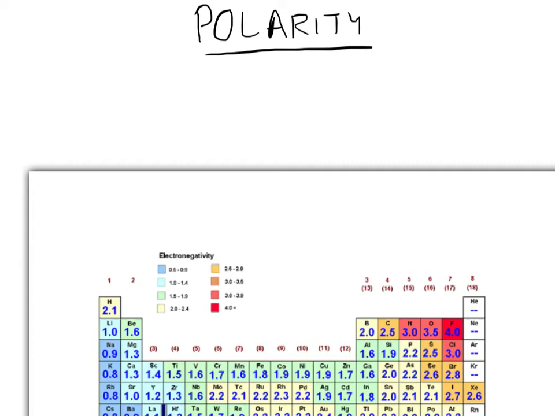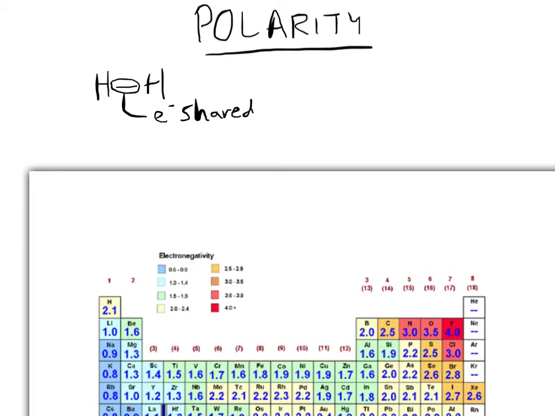So when we've been drawing Lewis structures, we are drawing lines, for example, in the compound H2, between two atoms that represent a bond. What is that bond actually representing? This bond is representing electrons shared between two atoms.